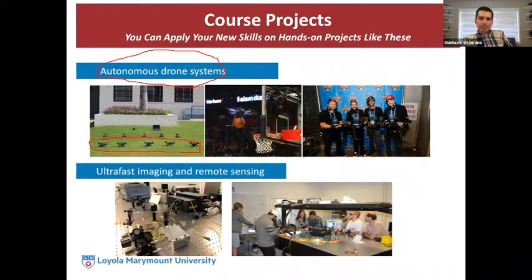Here's a sample. You see that drone there with the basketball. That one was a project that one of our students did with the NBA, and this was a competition for the slam dunk. So the idea of the project was to have the drone drop the ball, and then the player comes and puts the ball in the basket. Okay, let's move on to the next topic.